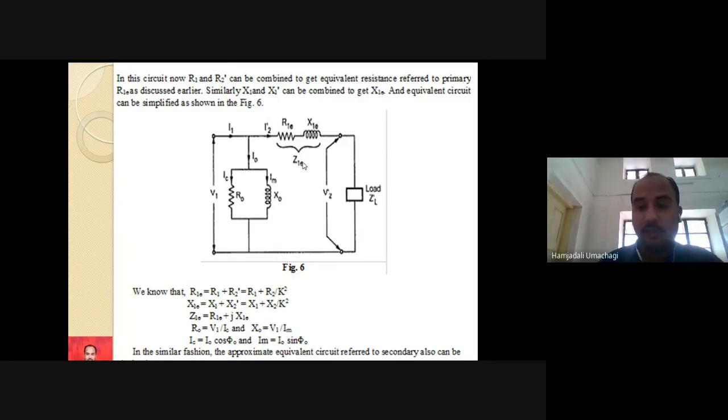Are you getting all of you? So this diagram is your approximate equivalent circuit. Is it clear, all of you? Till here you are supposed to explain.